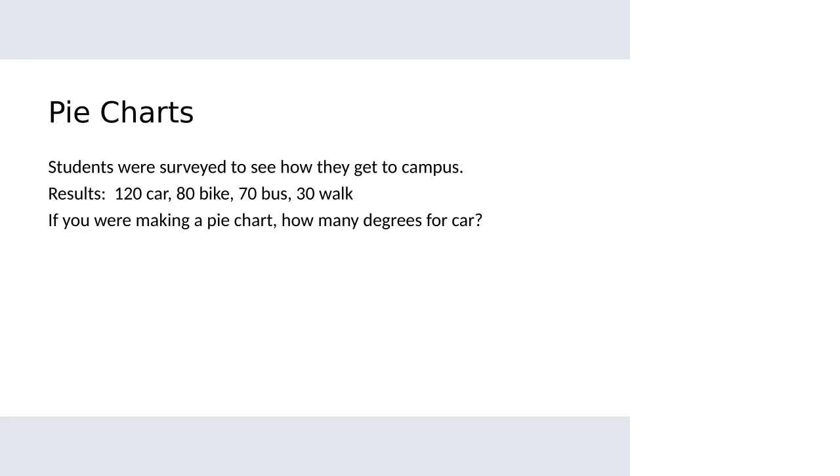Okay, on the topic of pie charts, if we were gonna make a pie chart, students were surveyed to see how they get to campus, and the results came back that 120 go in a car, 80 ride a bike, 70 ride the bus, and 30 walk. If you were going to make a pie chart, how many degrees would you give for car? And this is rooted in the idea that if we were making a pie chart, we have 360 degrees that we need to distribute among those categories. And so essentially what we want to find out here is how many of those 360 degrees are we going to give to the topic of car?